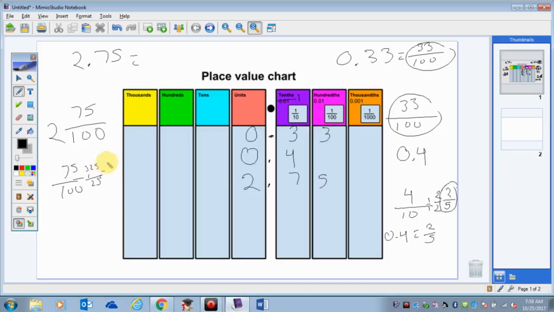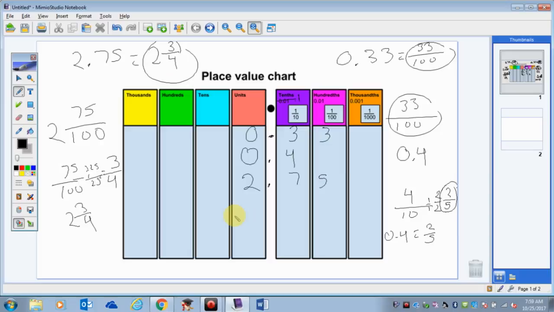25 will go into 75 3 times. 25 will go into 100 4 times. So the reduced down fraction is 3/4, so it's going to be 2 and 3/4. So we come back up here. 2.75 is equal to 2 and 3/4. That's the reduced version.